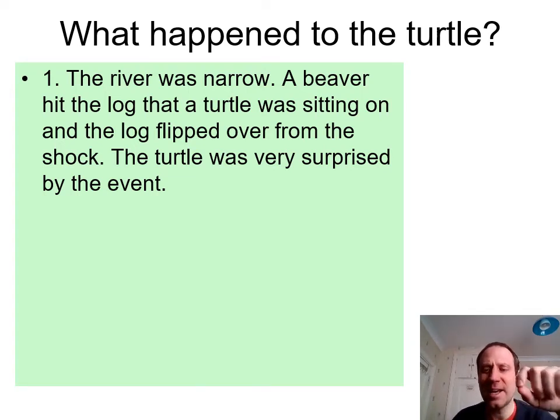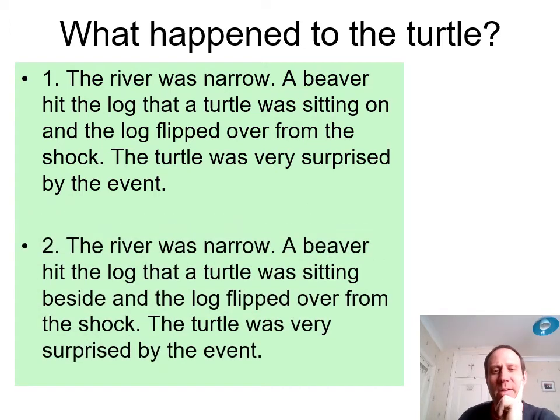Got to really engage with that text. Really got to look closely at the words. He's sitting on it. Very, very similar. I wonder what the difference is. The river was narrow. A beaver hit the log that a turtle was sitting beside, and the log flipped over from the shock. The turtle was very surprised by the event. There is one word that is different. The preposition beside. On the first one he was sitting on it, on the second one he's sitting beside it.